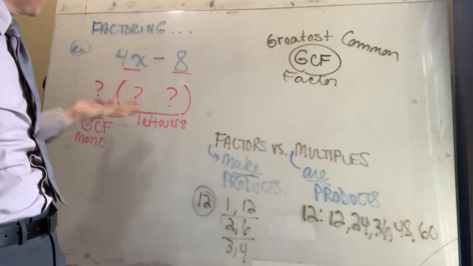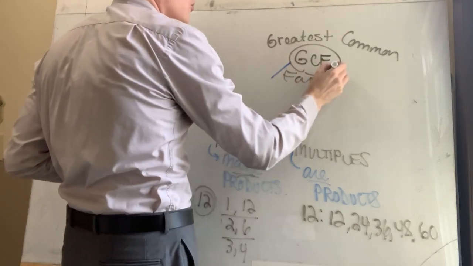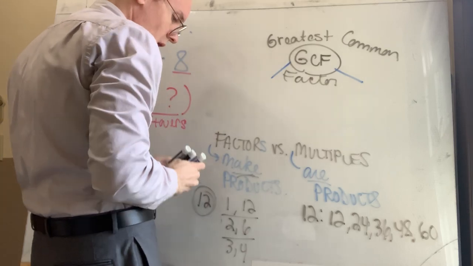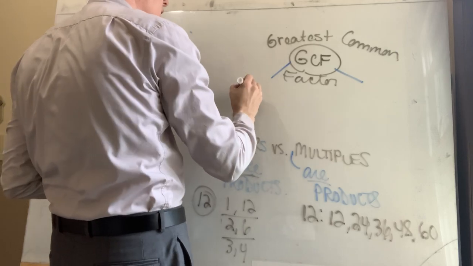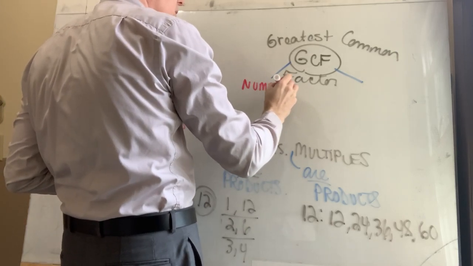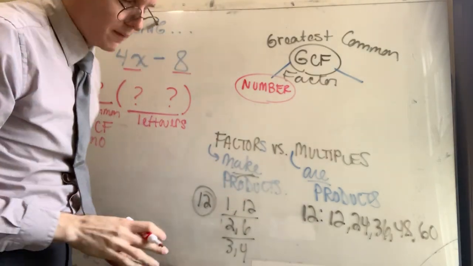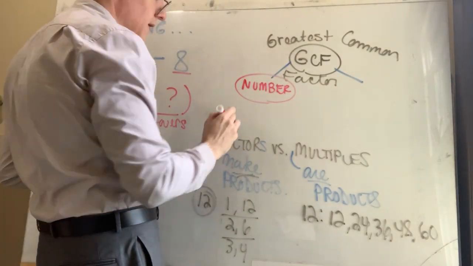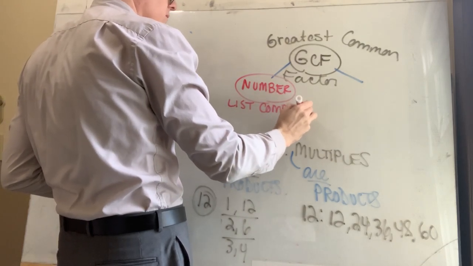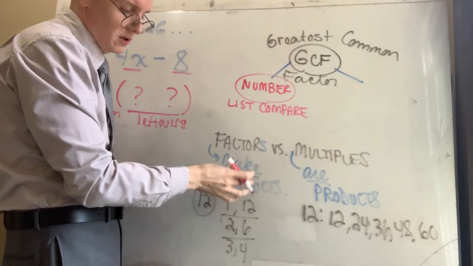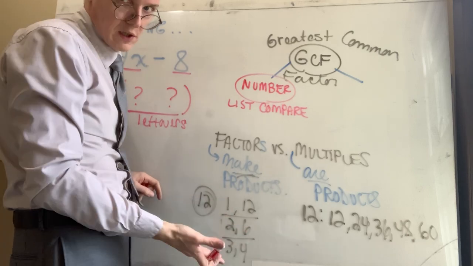If we're looking for a GCF for this purpose, there are two parts that we'll have to worry about: the number and the letter, respectively. When you're dealing with the number, there's a more sophisticated technique, but the brute force method would work. You could list and compare. If you have more than one number, list the factors of the first and of the second, and then look for the biggest number that is in common.